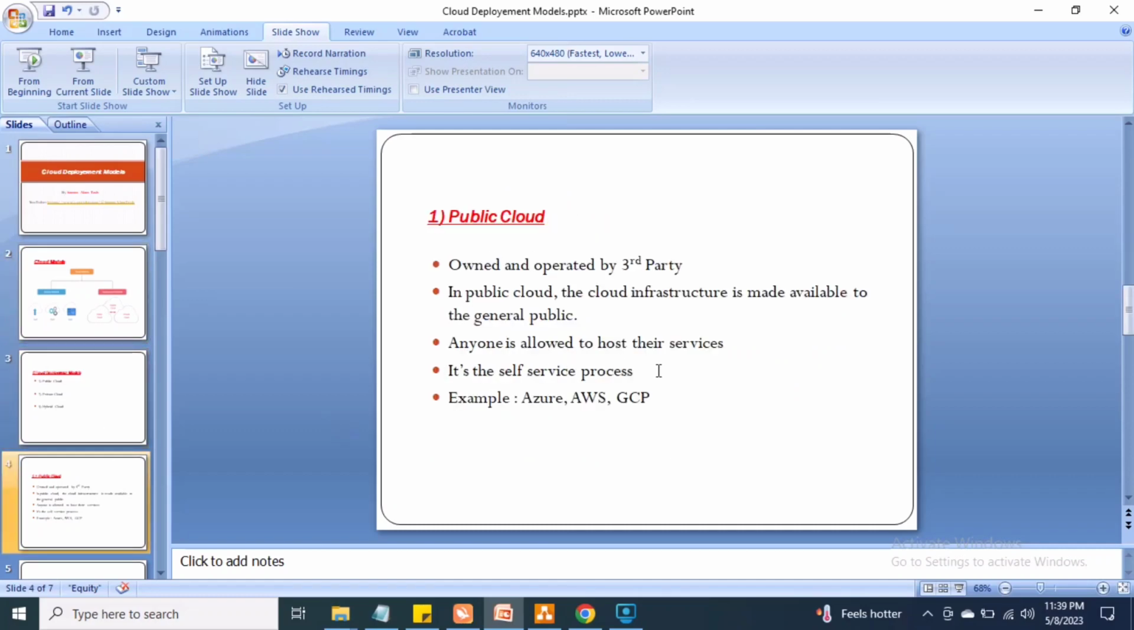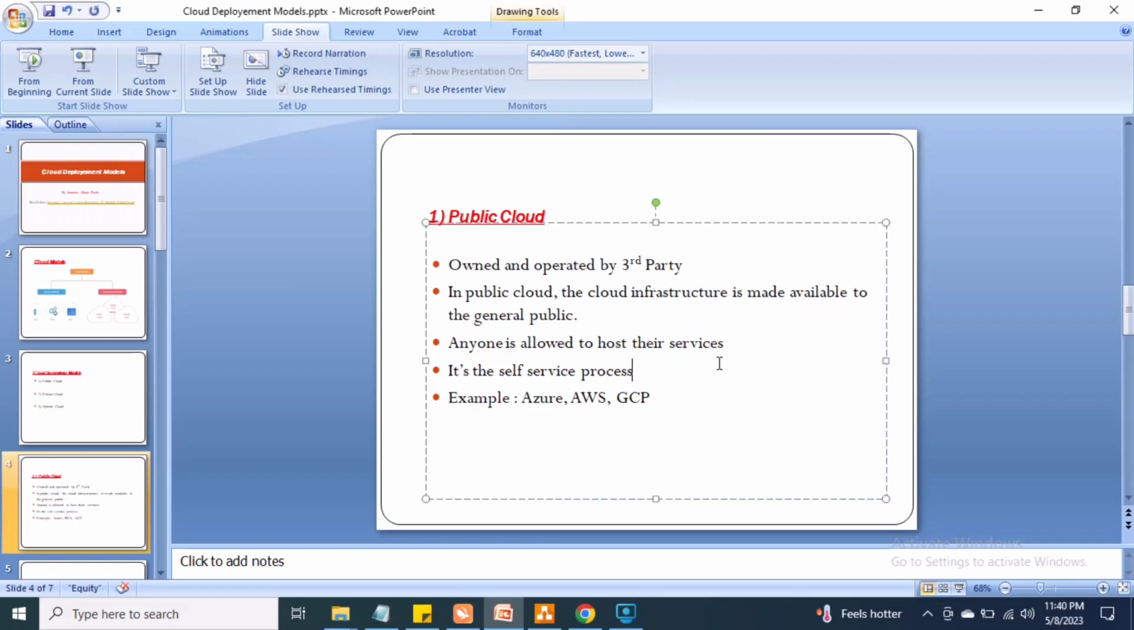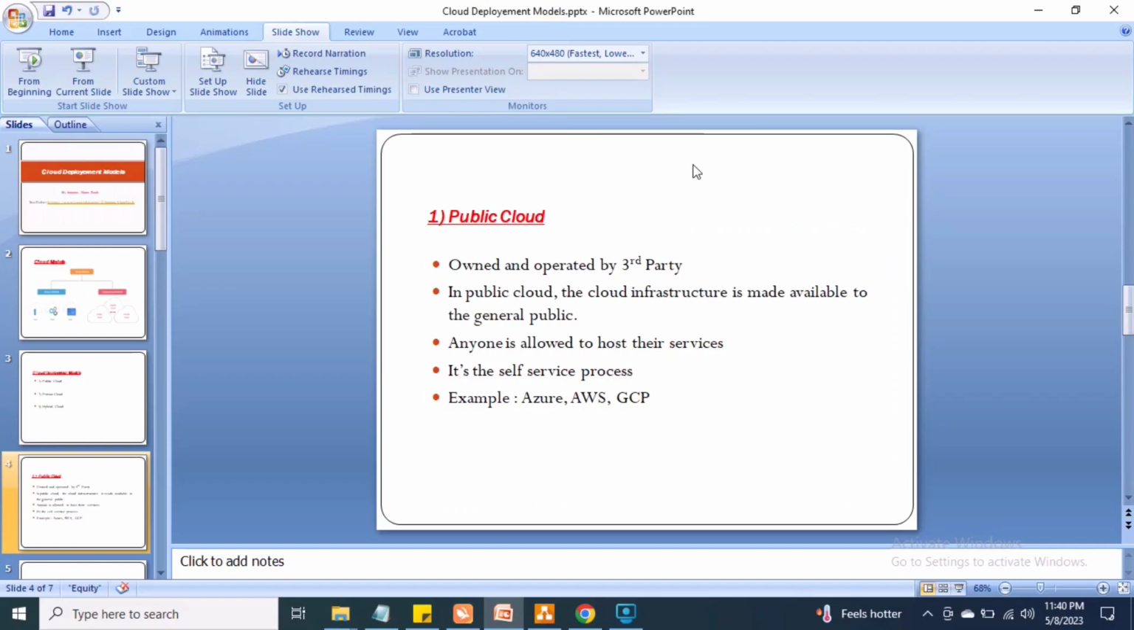So in public cloud, this is basically hosted by Azure or Amazon Web Services or Google Cloud Platform. So this is a third party one. It is hosted by the third party and also operated by the third party. Anyone can use it. Anyone is allowed to host services there. Hosting services means anyone can create a VM or any storage or host any databases or application servers over there. It is available for all. It's for generic people. So this is all about the public cloud.